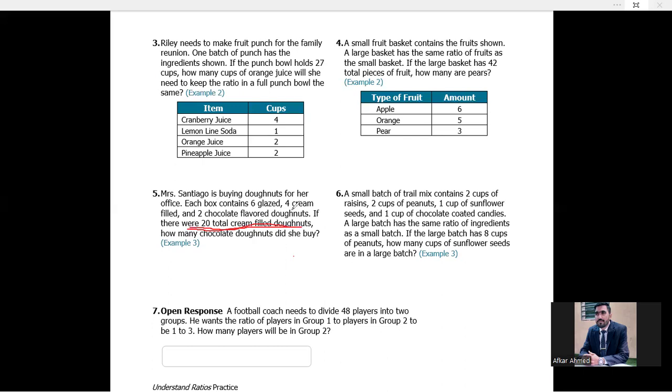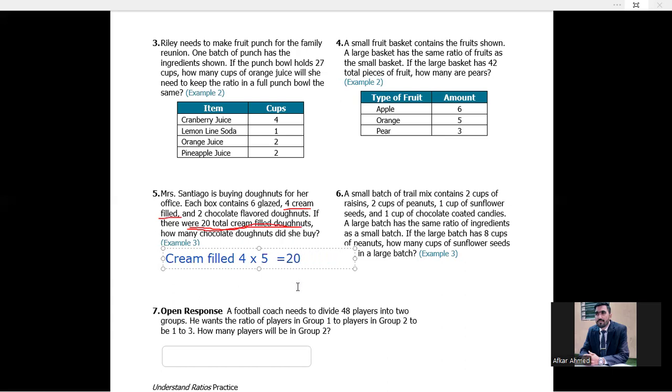she wants to make how many cream filled donuts? 20. How many cream fills do we already have? We have 4 cream filled. Let me write here. The cream fills: we already have 4 cream filled. But she is saying that we want to make them 20. So what number multiplied by 4 will give us 20? If we multiply 4 by 5, it will give me 20, because we already have 4 cream filled.